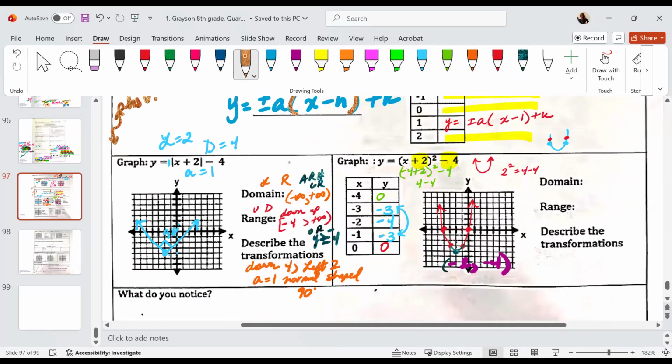Domain, I'm just going to say that is going to be -infinity to positive infinity. Range, it's going to be from the lowest point it gets is -4, highest point is positive infinity. You can describe the transformation. So you do that one on your own.